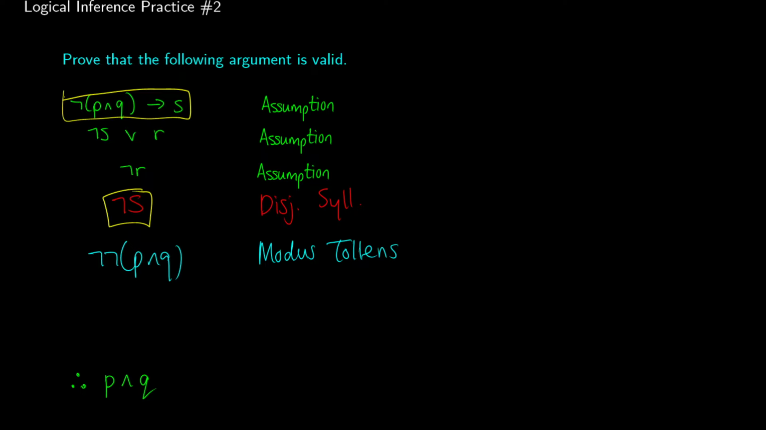Okay, I have not P and Q. I got this not out front, so let's use double negation to get rid of it. And oh look, from that we have proven our conclusion. If we have not P and Q arrow S, not S or R, and not R, we can then prove P and Q. So that is it for the ultimate guide on propositional logic.